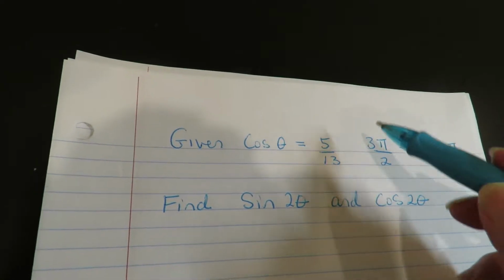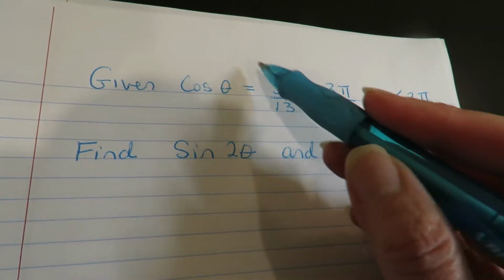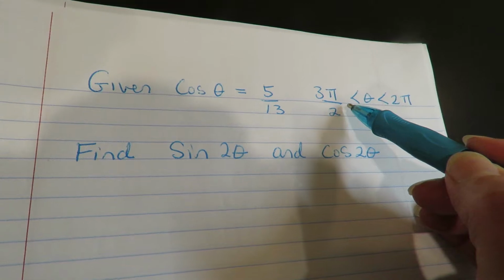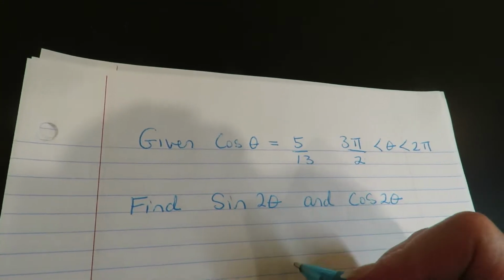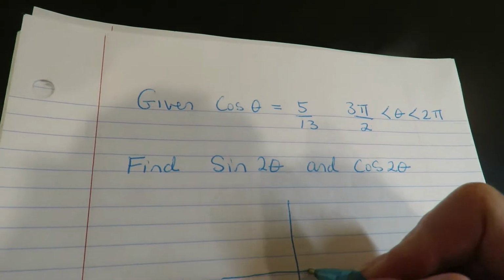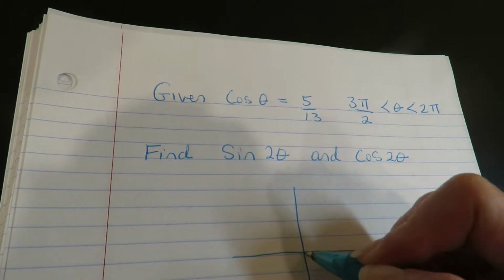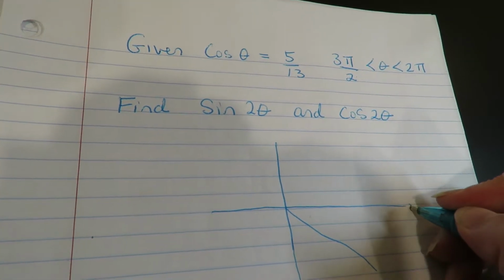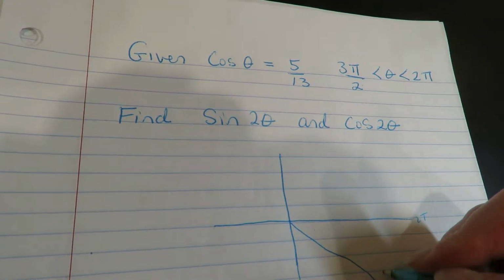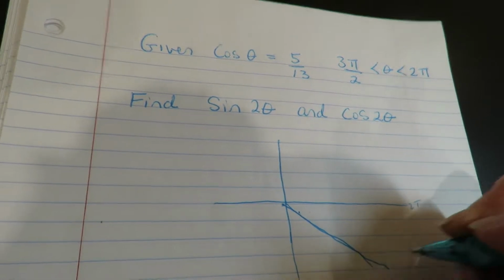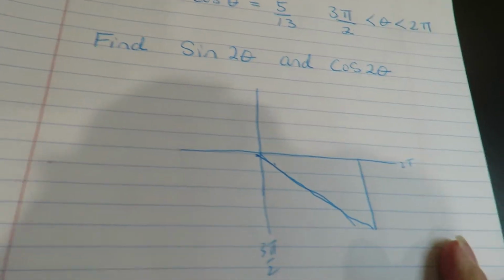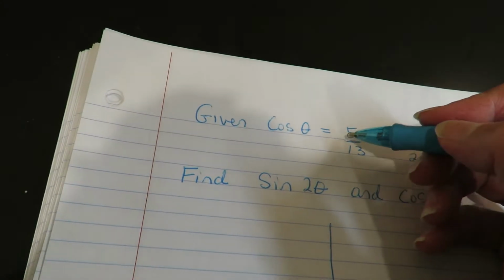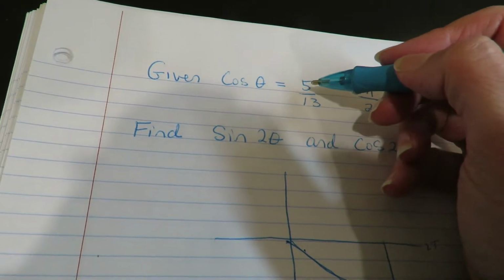So the first thing you want to do is figure out what quadrant this cosine lives in. It's saying that it's in between 3 pi over 2 and 2 pi, so that would fall in here. So you want to make your triangle right here. And once you do that, that tells you where it is, and this tells you the sides of it.